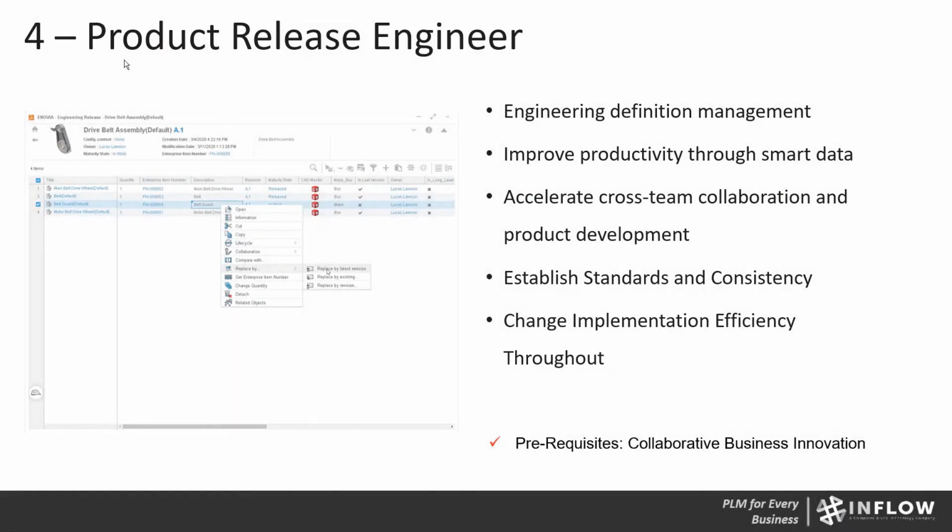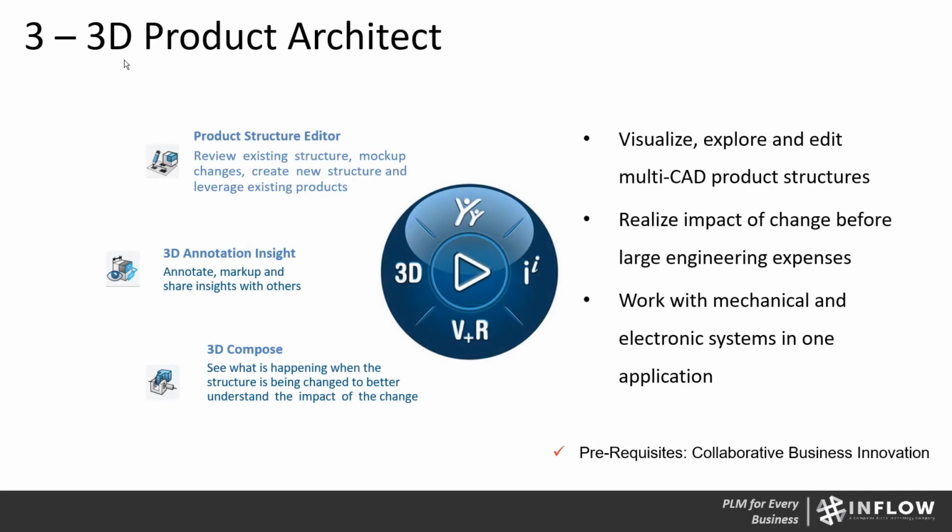Moving right along here, we're going to get to our number 3 spot, which belongs to 3D Product Architect. While Product Release Engineer allows you a little bit more of a high-level BOM management and release capability, the 3D Product Architect drills a little bit more into the weeds, into the details, and it's more focused for the actual designers, the engineers actually doing the changes.